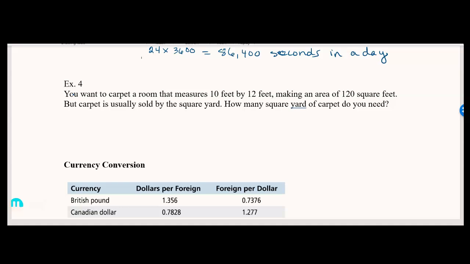This is actually something I've had to do before. We were redoing our whole upstairs. We had to put in all new carpet, and it was sold by the square yard. So we first measured it by square feet, then we had to convert to square yards.